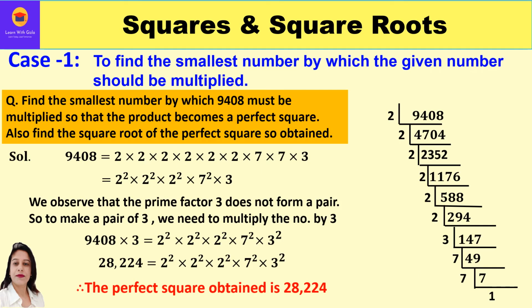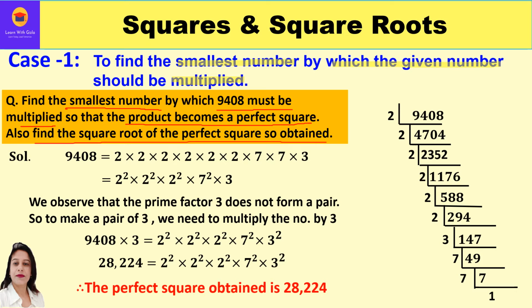Now let us start with the first case, where we have to find the smallest number by which the given number should be multiplied to get a perfect square number. To solve such types of questions, we are going to use the prime factorization method. So let's start with the question. Find the smallest number by which 9408 must be multiplied so that the product becomes a perfect square. Also find the square root of the perfect square so obtained.